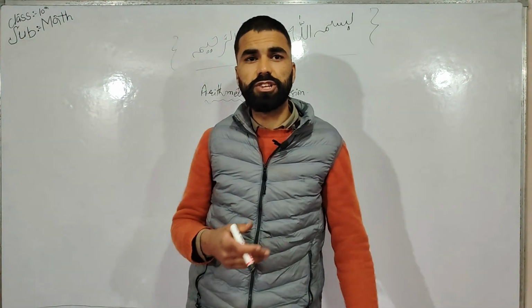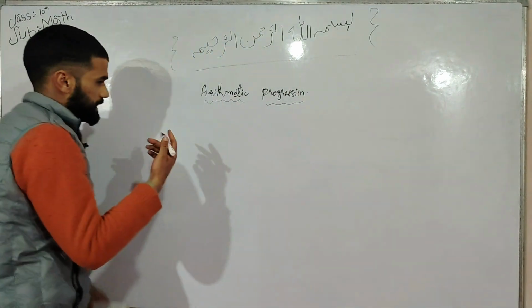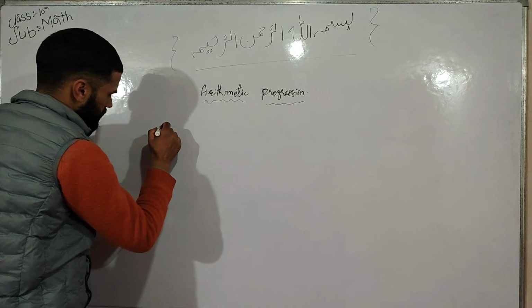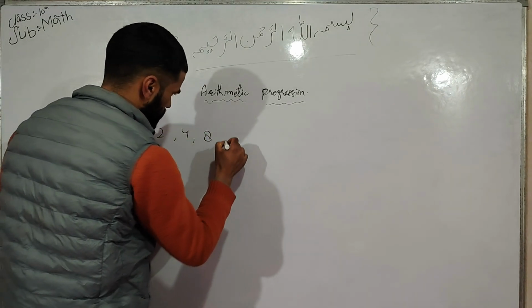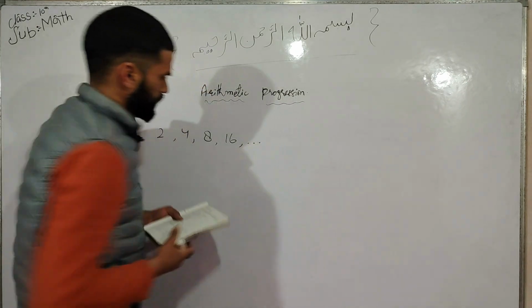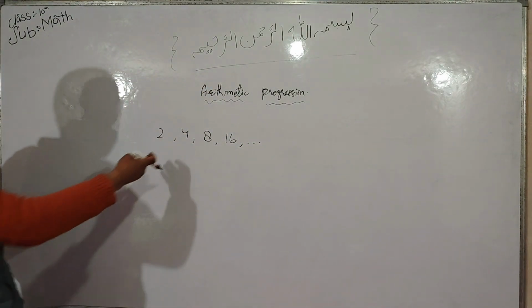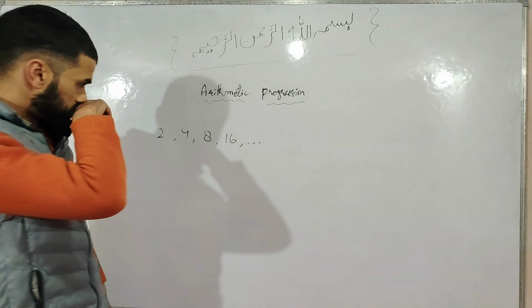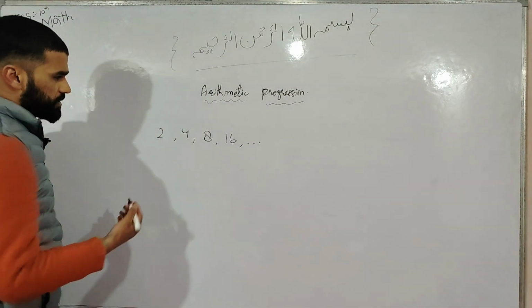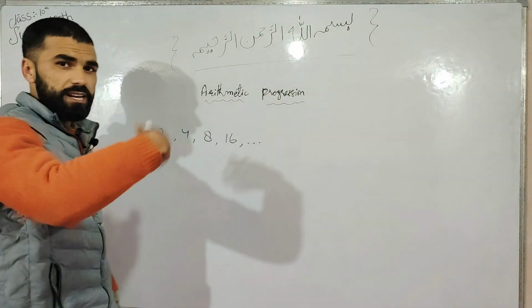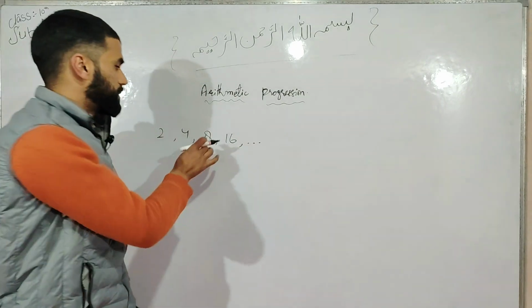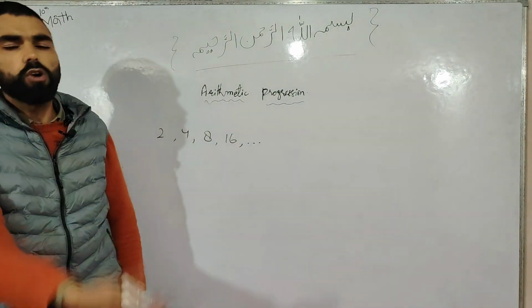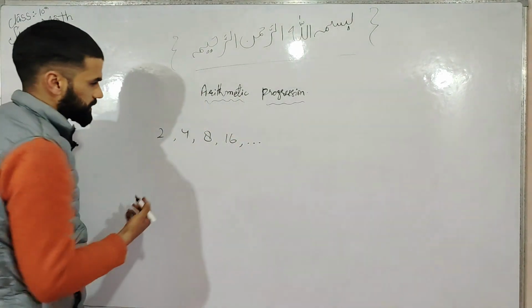Now the question is, you have to check whether the following sequence is AP or not. The sequence is 2, 4, 8, 16, and so on. You have to check whether this sequence is AP or not. So let me check the common difference. As you know, it is the common difference between all the terms, so it should be common, as its name suggests.